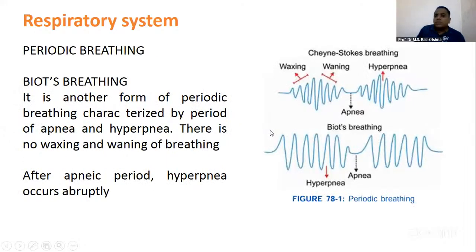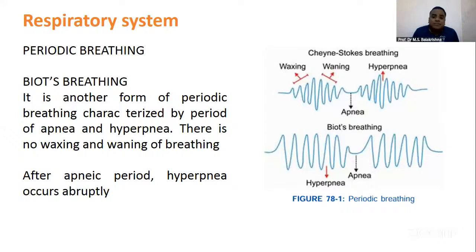Next is Biot breathing. Biot breathing is another form of periodic breathing characterized by periods of apnea and hyperpnea. That was hyperpnea and apnea. Here it is the reverse. Apnea and hyperpnea, and there is no waxing and waning in the breathing.